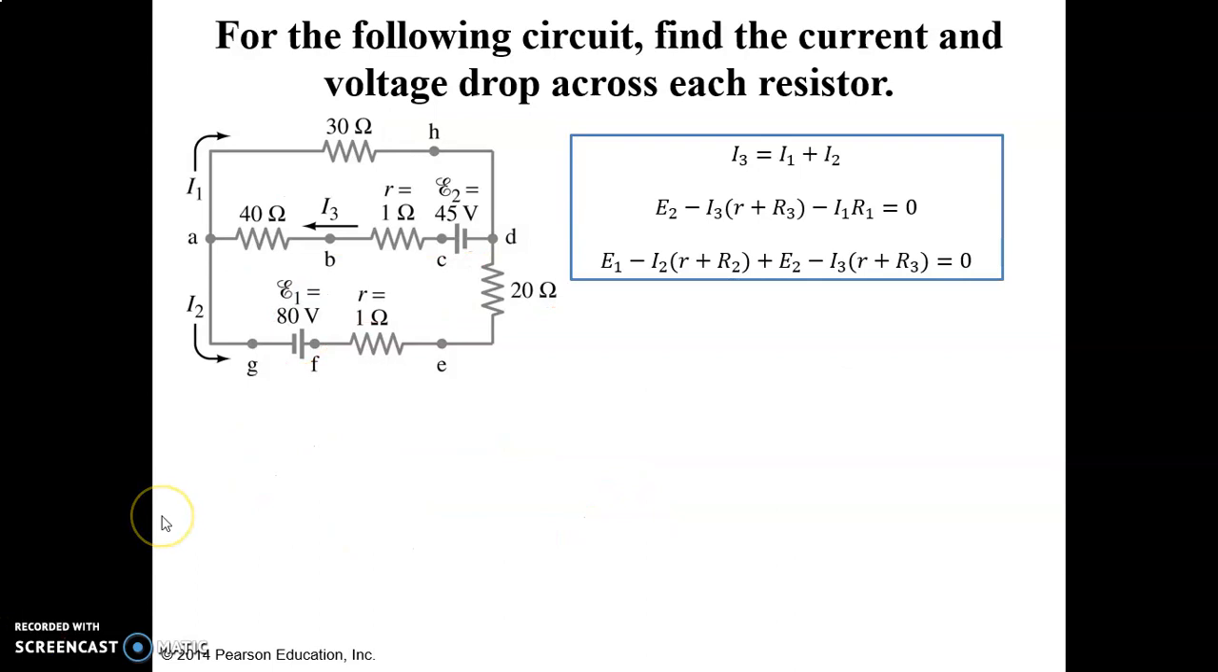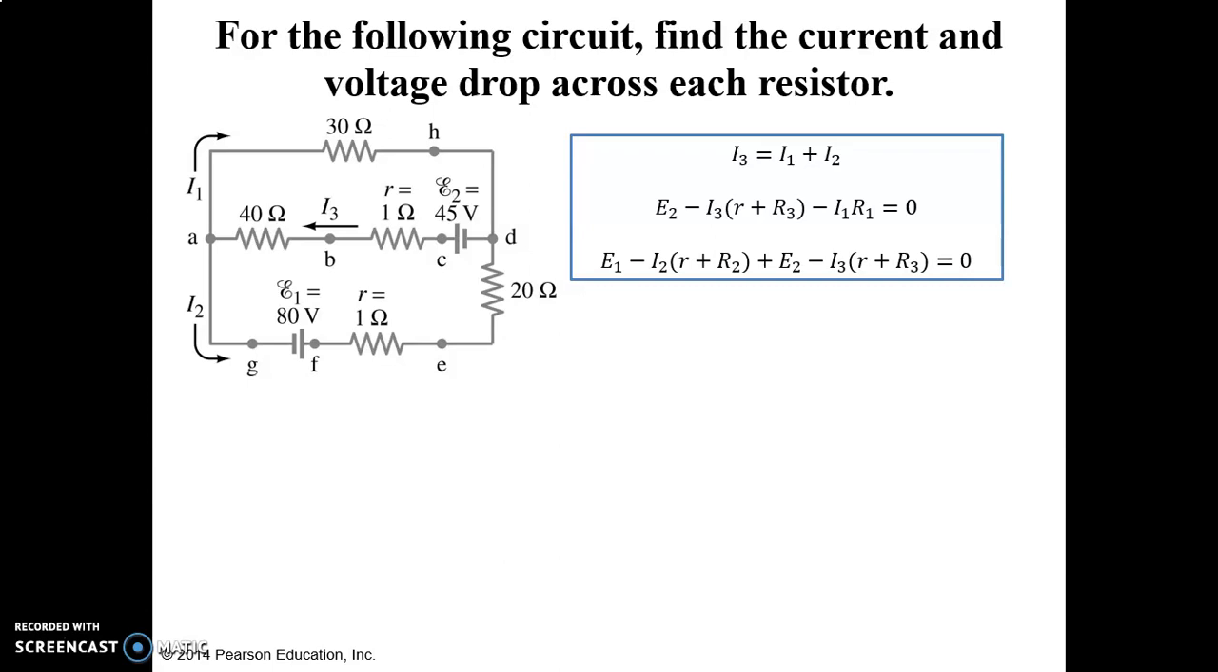Excellent. So here are the three equations that we got from using the junction and loop rules. First is that I3 equals I1 plus I2. The second one is that EMF2 minus the voltage drops across internal resistance plus R3 minus the voltage drop across R1 has to equal 0. And also that EMF1 minus the voltage drops across internal resistance and R2 plus EMF2 minus the voltage drops across internal resistance and R3, all of that has to also equal 0.